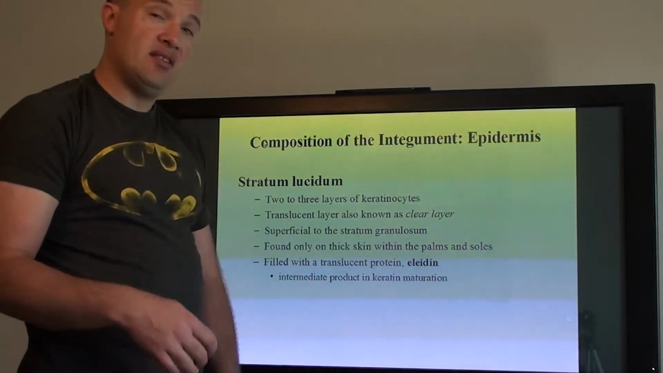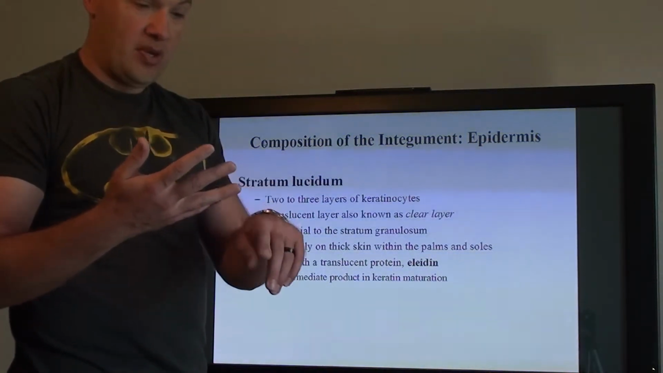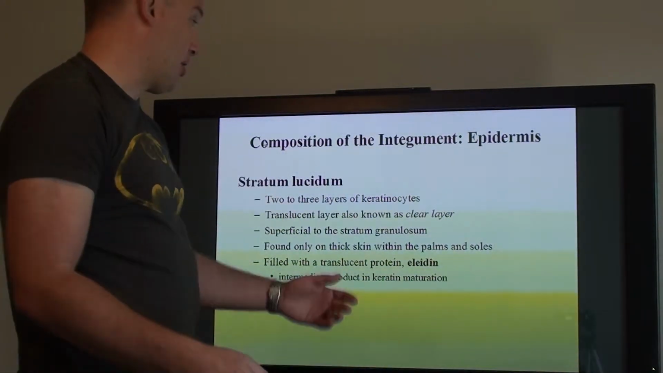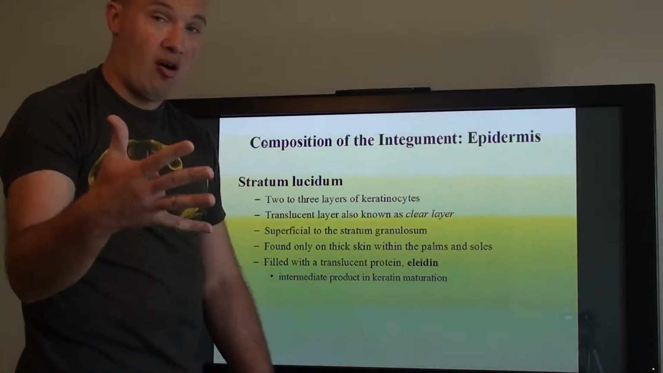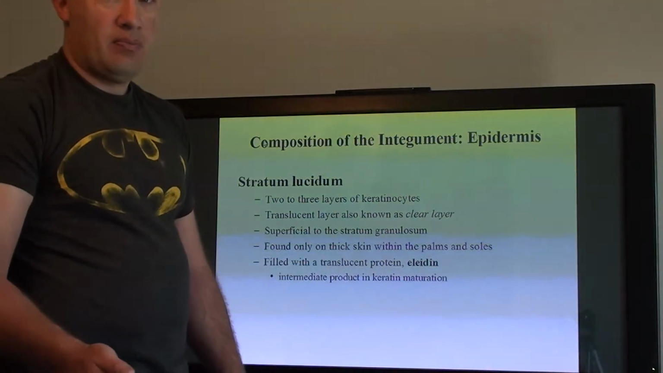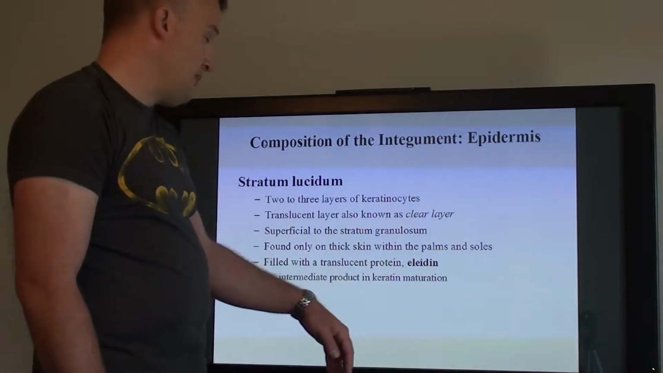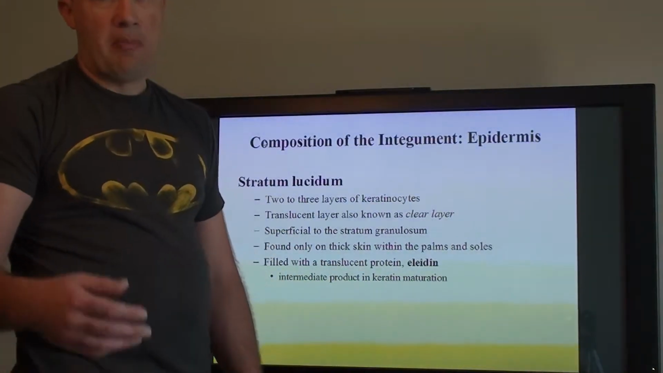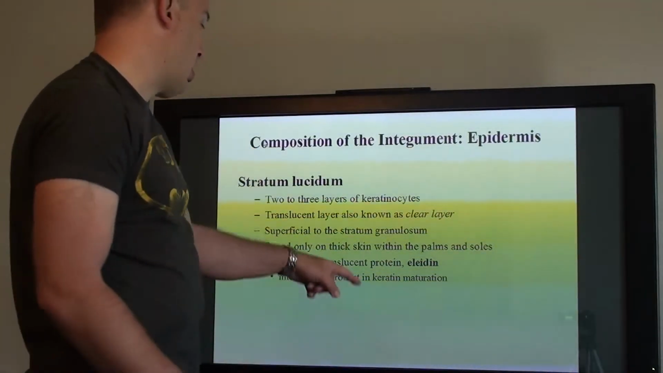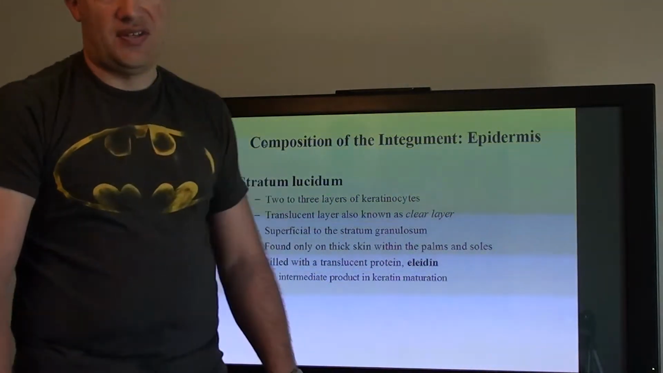If we have thin skin, then we've only got 4 layers. We've got basal, spinosum, the granular layer, and then the corneum, the horny layer that we'll talk about here in a minute. With thick skin, we've got all 5 layers present. The cells in the stratum lucidum have a translucent protein, eleidin. Here's an intermediate product in the maturation of keratin. So again, the big thing is that this layer, the stratum lucidum, is only found in thick skin. If we've got thin skin, this layer doesn't exist.